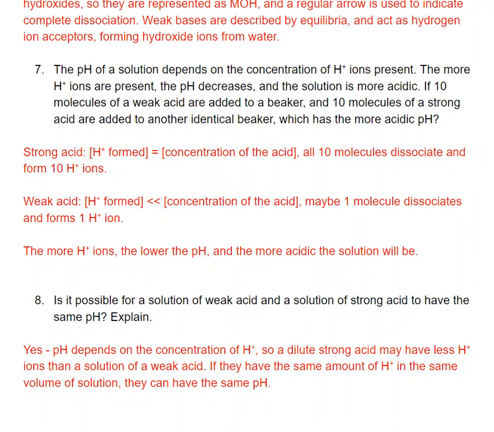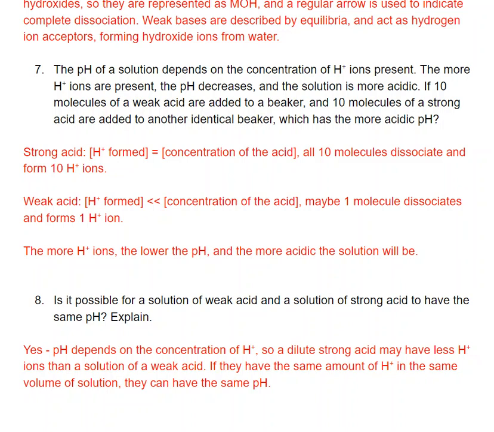For the weak acid, the amount of H plus formed is much, much less than the concentration of the acid. So maybe of those 10 molecules, only one of them dissociates and we only get one H plus ion. So the pH simply depends on the concentration of those H plus ions. So in identical volumes, the strong acid is going to have a higher concentration of H plus, which means that it's going to have a more acidic, lower pH.